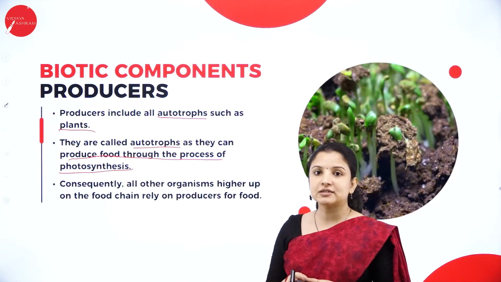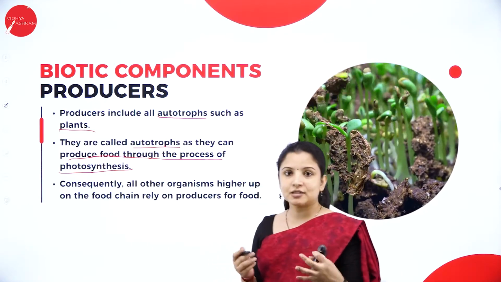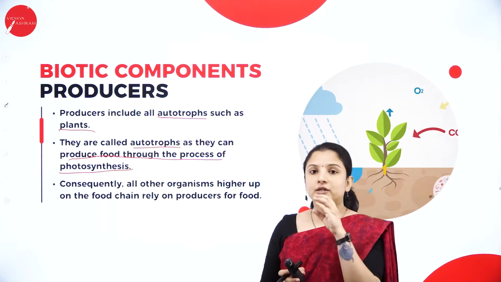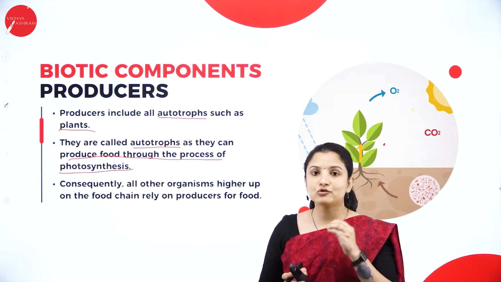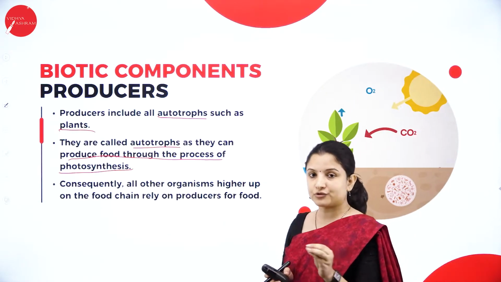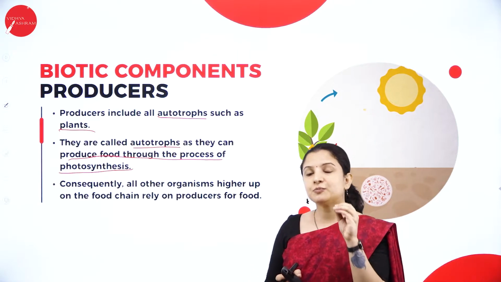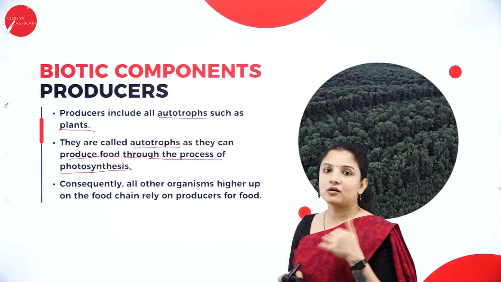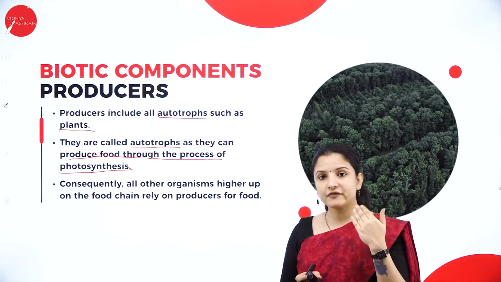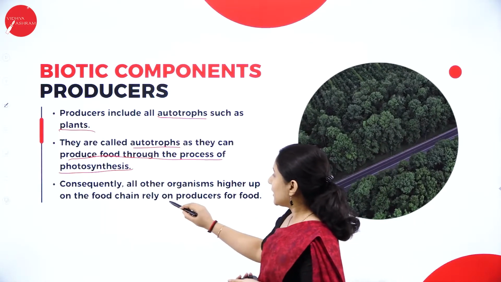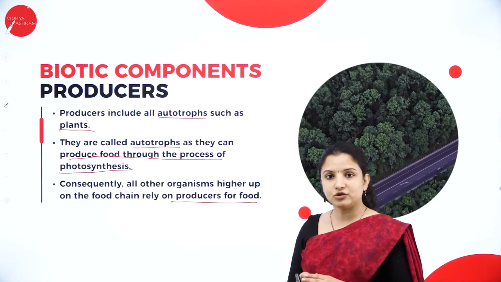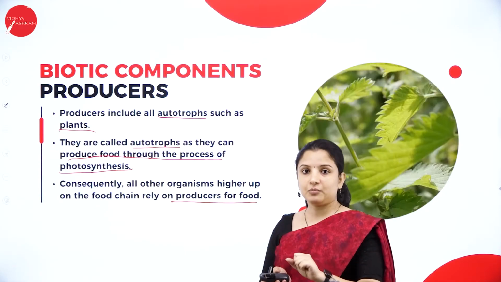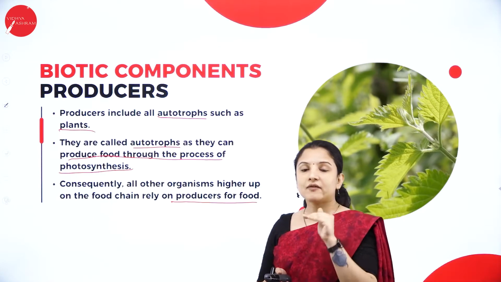So what is photosynthesis? Photo means light here. Synthesis is to prepare or to synthesize, right? So they are preparing their own food, synthesizing their own food by making use of sunlight energy. That is the process of photosynthesis. Since plants can photosynthesize on their own, they are called autotrophs. And consequently, all other organisms in the higher trophic levels of the food chain rely on the producers for food. So all other organisms, that is the heterotrophs, which feed on or depend on these green plants, become the consumers.